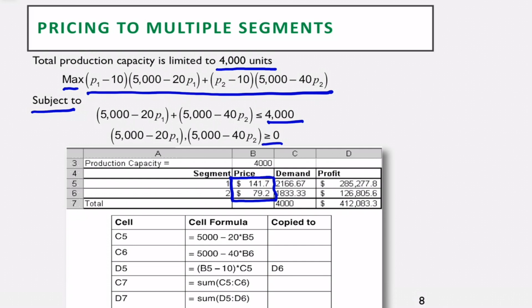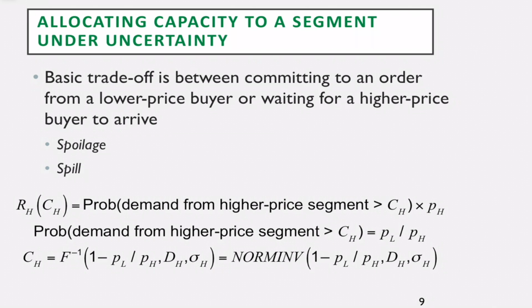While doing these calculations, we assumed that no one from the higher price segment decides to switch to the lower price segment. And we also assumed that once the prices are decided, customer demand is predictable. But in practice, these assumptions sometimes may not hold, so there will be situations where we have some uncertainty. So how do we allocate capacity to a segment under uncertainty? The basic trade-off is between committing to an order from a lower price buyer or waiting for a higher price buyer to arrive. Based on this, there will be two risks.